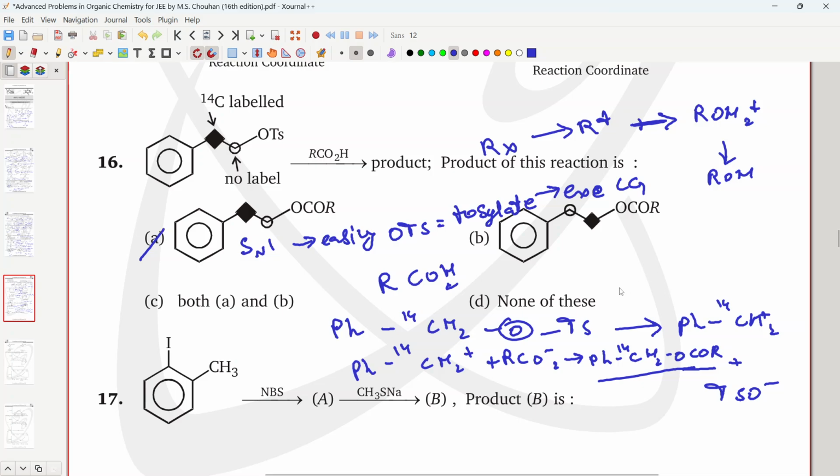But why not B, you might be asking. B would require the cleavage of the benzylic C-O bond followed by an attack on the oxygen, effectively moving the labeled carbon to the other side of the oxygen. That is not what happens in SN1, the substitution of benzylic tosylate. So the answer is A.